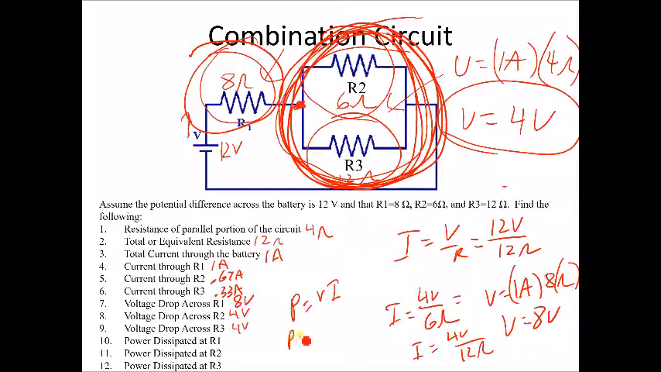So P is going to be equal to, at resistor 1, the voltage drop at resistor 1 was 8 volts. The current through resistor 1 was 1 amp. So the power dissipated at resistor 1 is 8 watts.